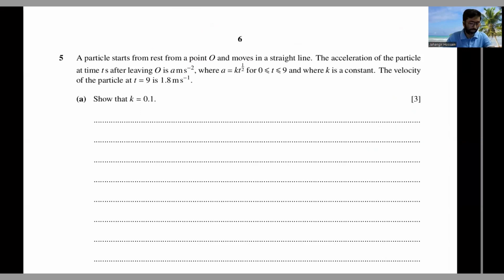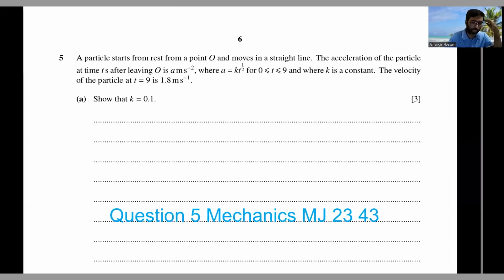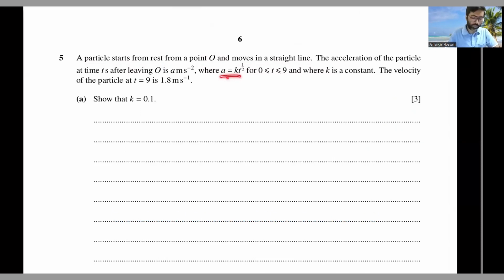The next question is, a particle starts from rest at point O and moves in a straight line. The acceleration of the particle at time t seconds after leaving O is a meter per second squared, where a equal to k t to the power half, and t is between 0 and 9. So k is a constant. The velocity of the particle at t equal to 9 is 1.8 meter per second, so that k equal to 0.1.